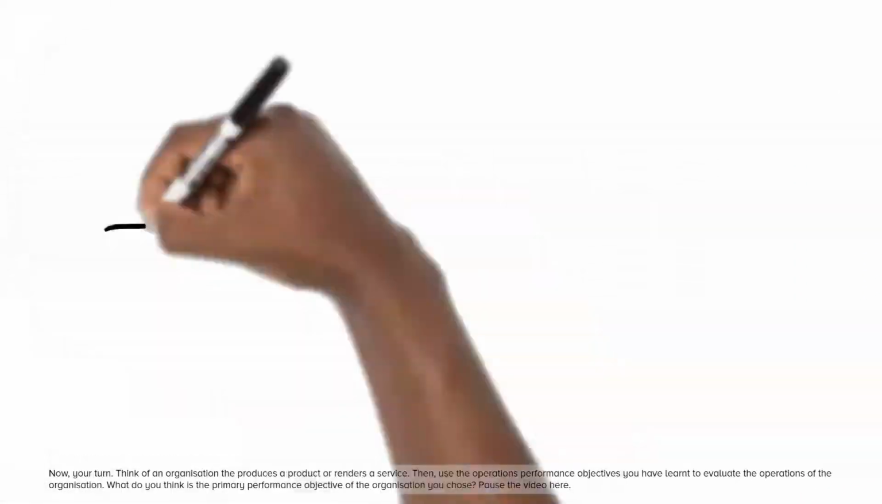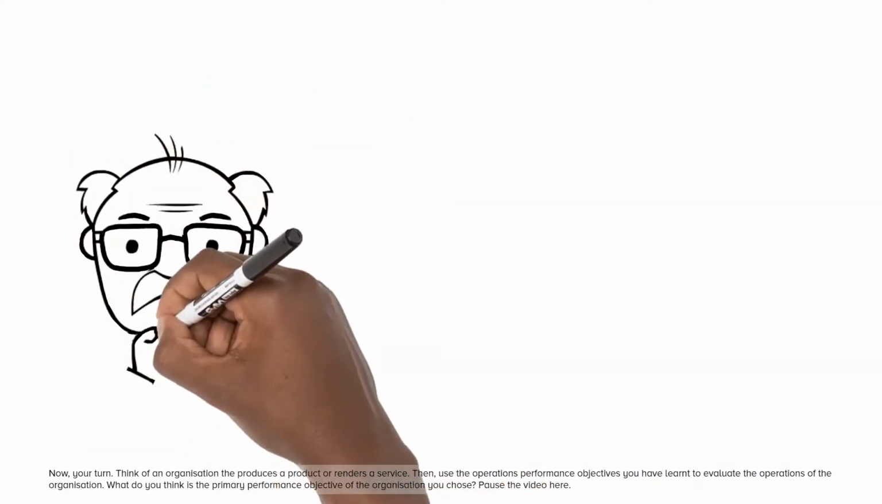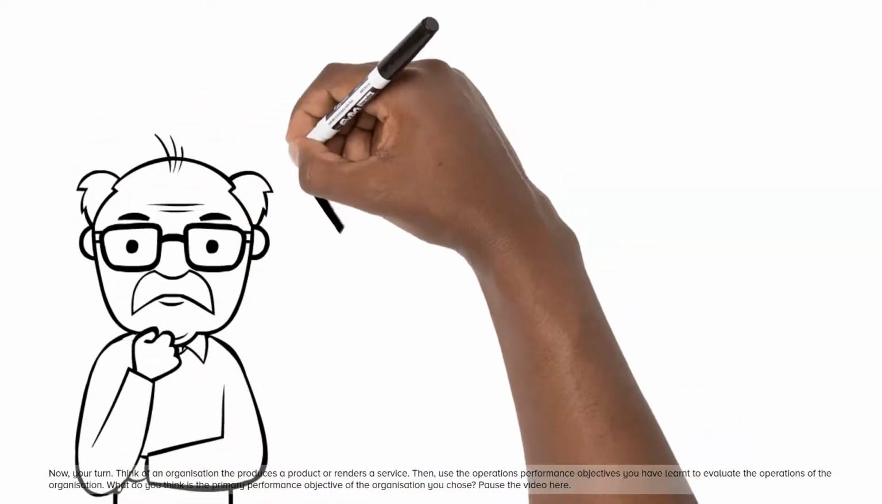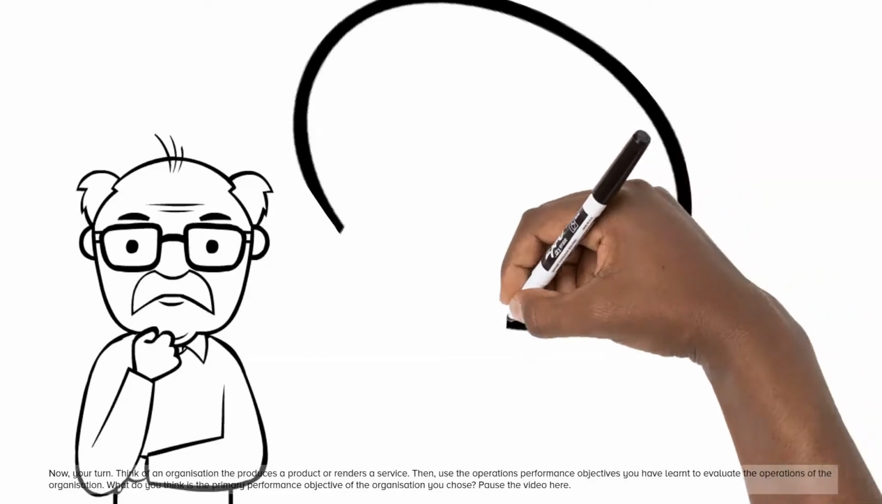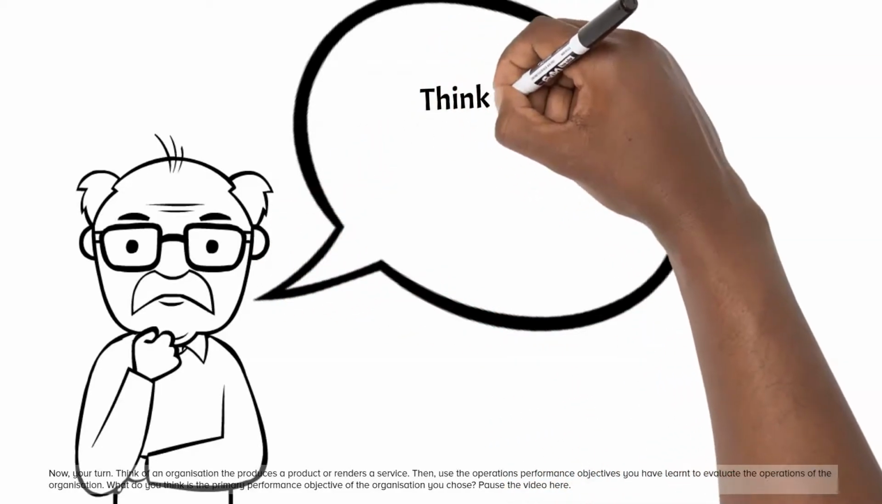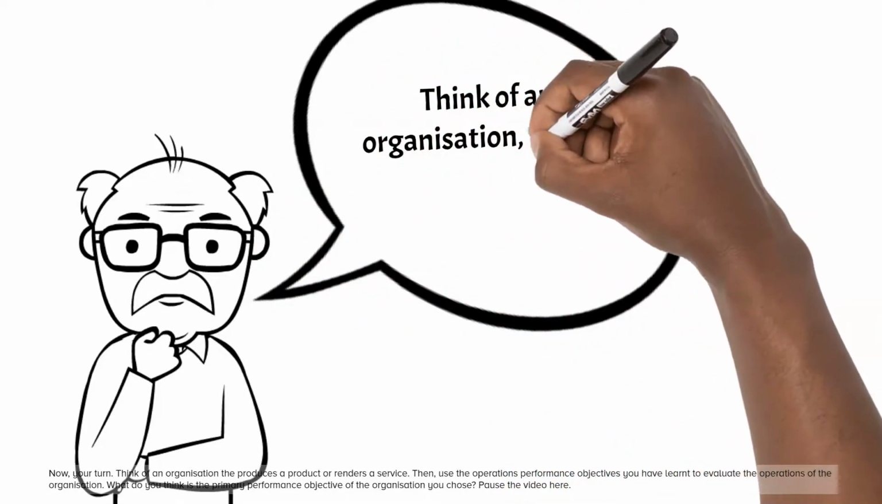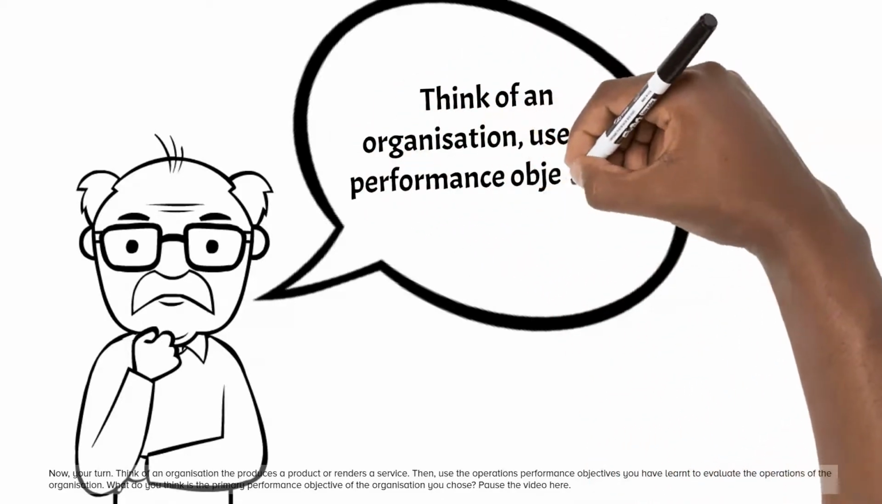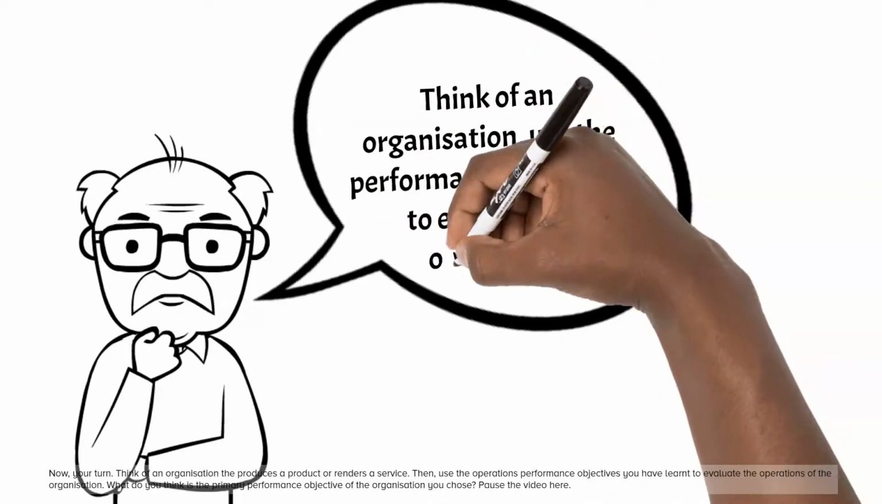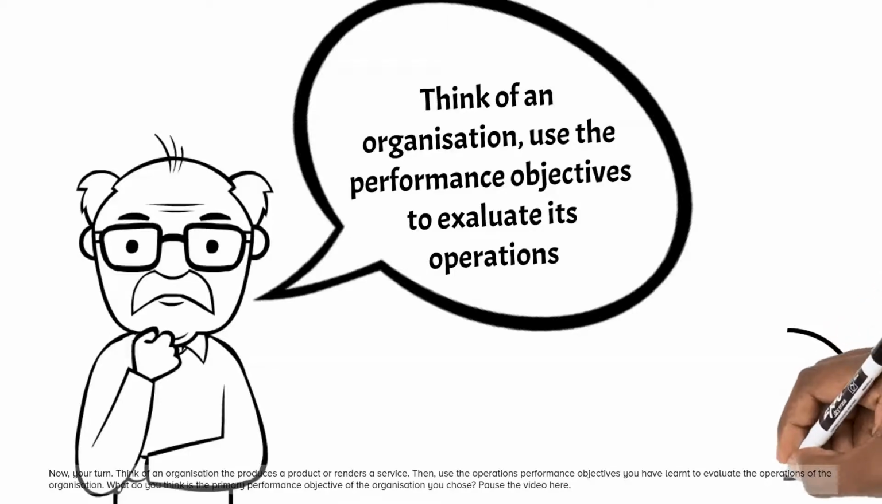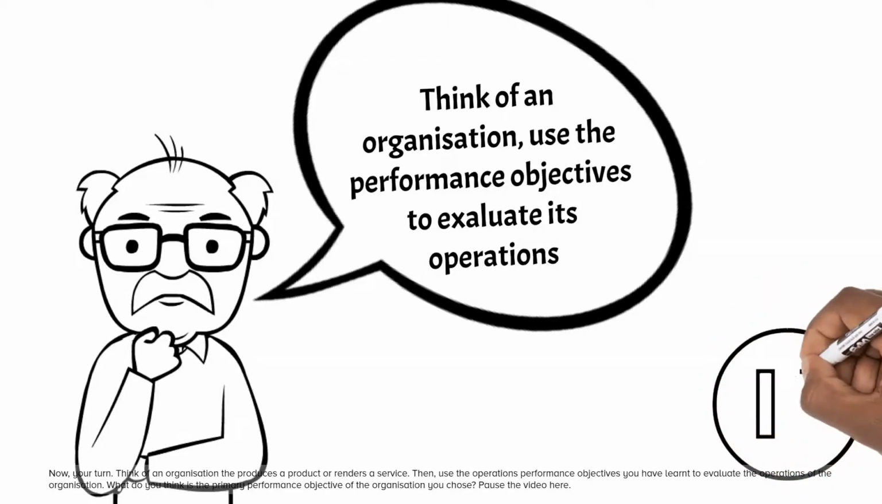Now, your turn. Think of an organization that produces a product or renders a service. Then, use the operations performance objectives you have learned to evaluate the operations of the organization. What do you think is the primary performance objective of the organization you chose? Pause the video here.